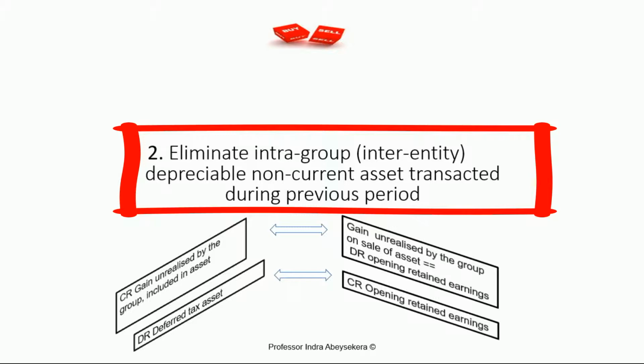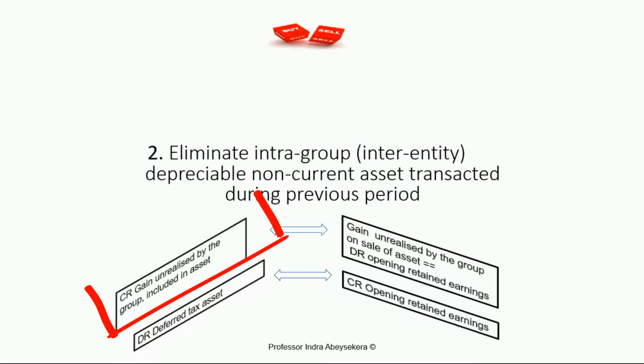When it comes to intra-group transactions, if that asset has been sold, the selling entity makes a gain and the receiving entity records that asset at a value that includes the gain. In relation to the group, the gain of the selling entity is an unrealized gain, and the overvalued amount of the recipient entity is an overvalued amount that has to be eliminated.